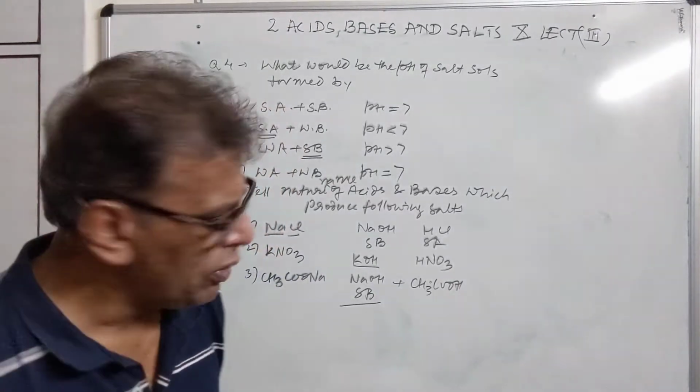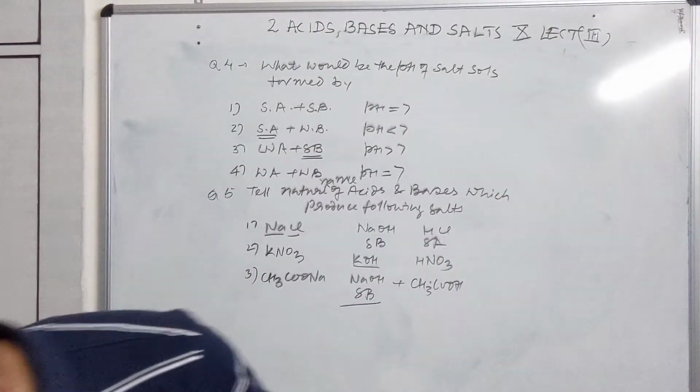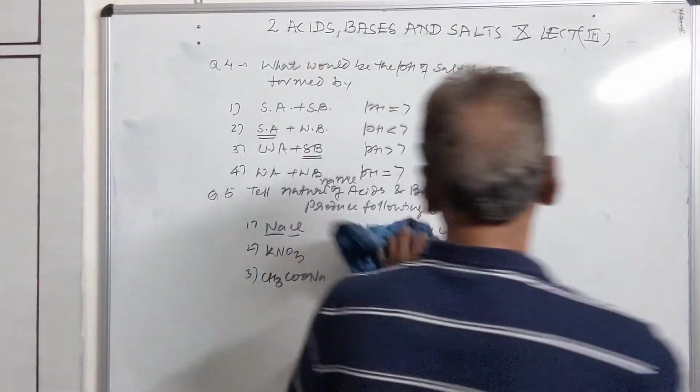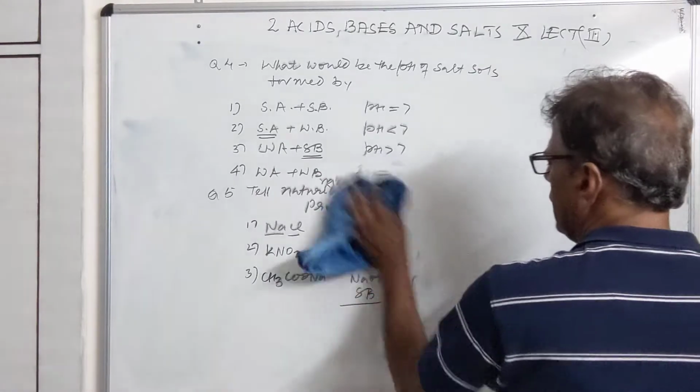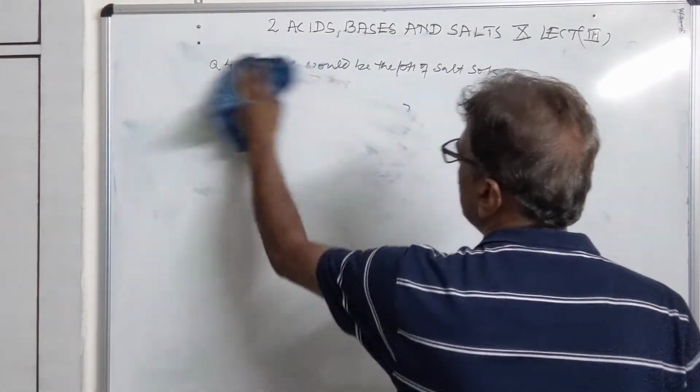Now we come to some important compounds in this family. These compounds are number 1, your NaCl, the common salt, how it is prepared and what are its uses.